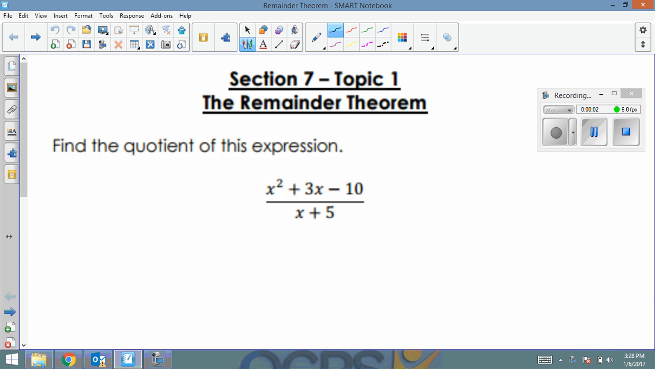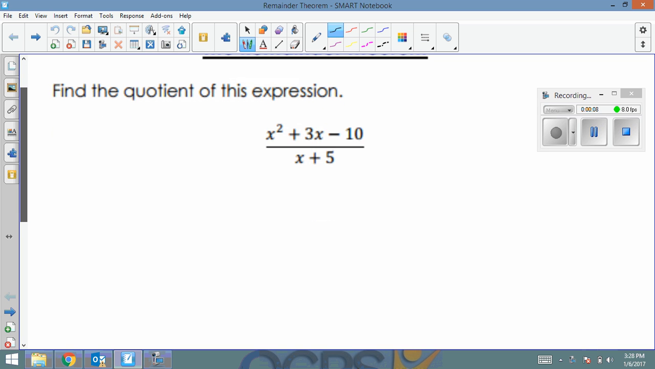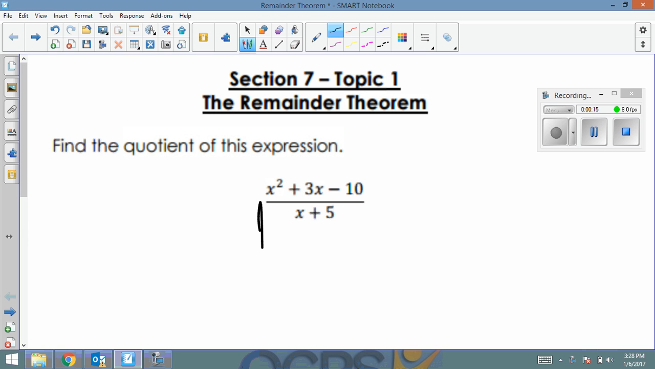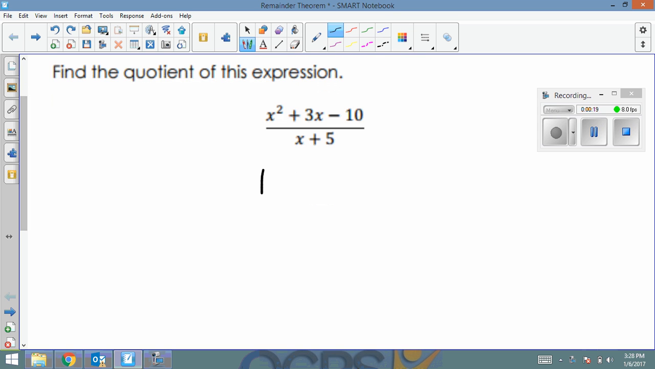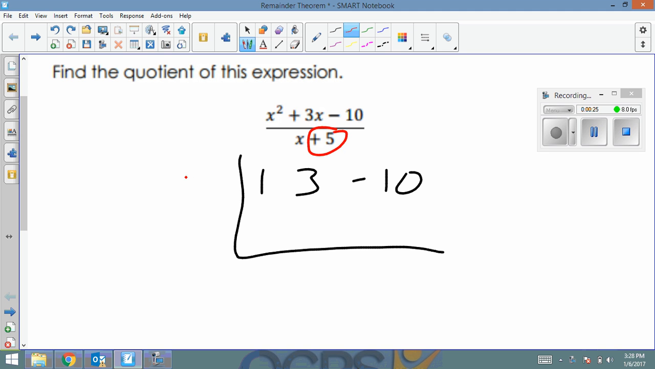So today we're going to talk about the remainder theorem and what it does. The first thing we've got to do is synthetically divide. So what we're going to do is write the coefficients of all of the top numerator: 1, 3, and -10. Remember, then we take this here and write it as the opposite. So that'd be -5 on the outside.